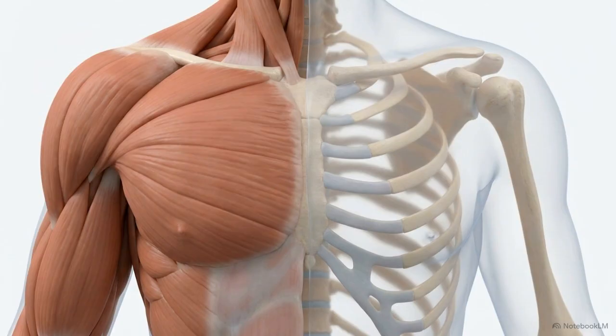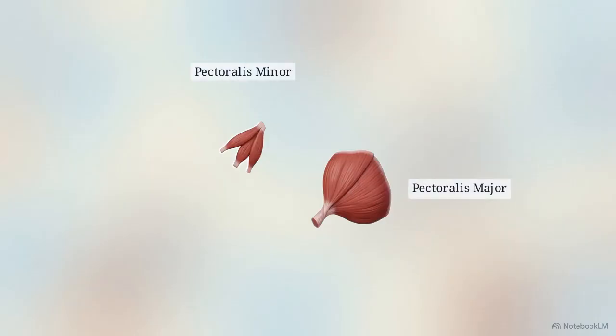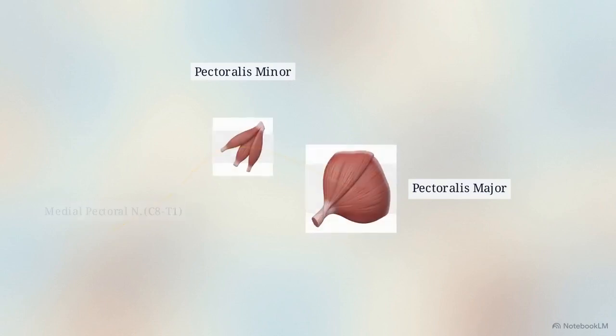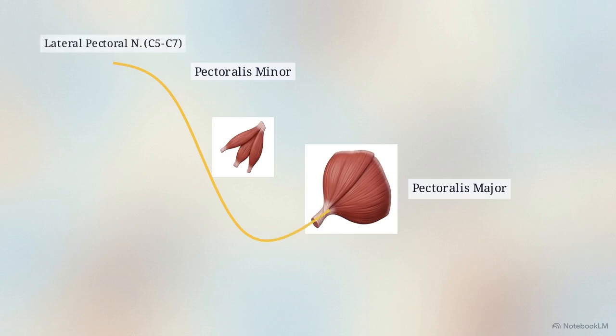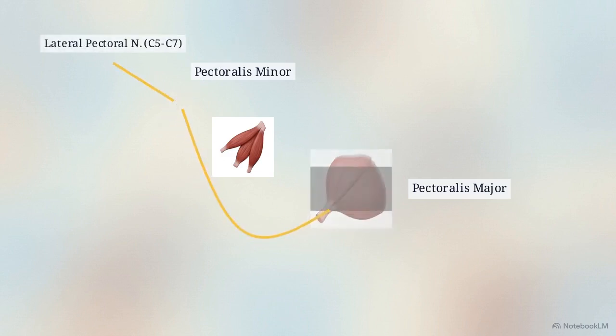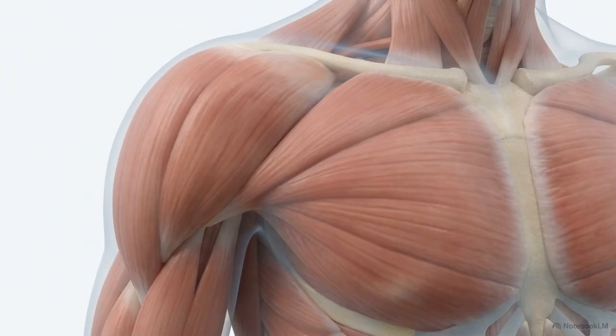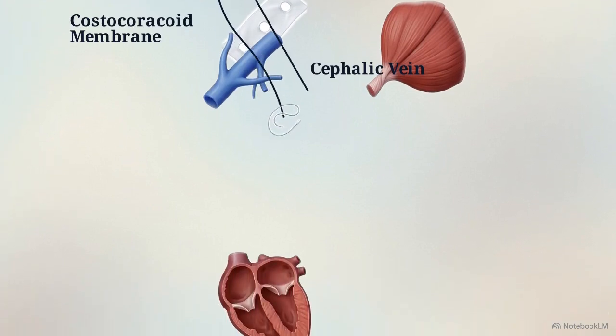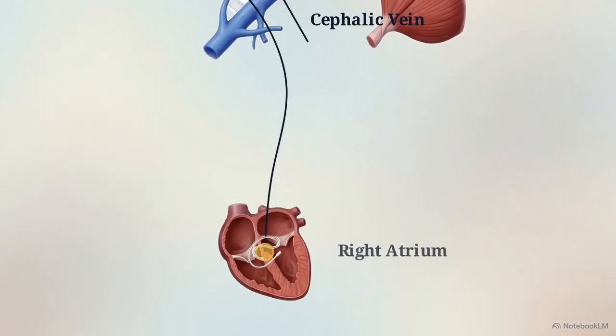We can also differentiate pectoral nerve injuries purely by looking at muscle atrophy. Because the medial pectoral nerve pierces the pectoralis minor to reach the major, severing it causes atrophy in both muscles. The lateral pectoral nerve travels directly to the major, so its injury isolates the deficit to a single muscle belly. Returning to the surface, the deltopectoral groove remains a vital superficial landmark. It houses the cephalic vein precisely where it pierces the costocoracoid membrane, providing a reliable, direct venous access route for feeding pacemaker leads into the right atrium.